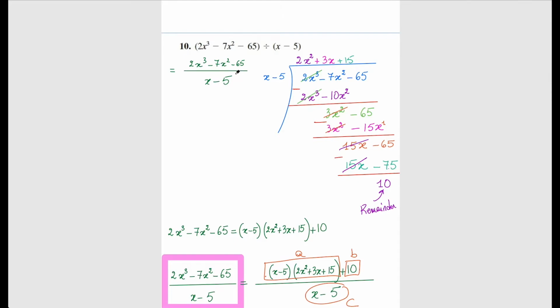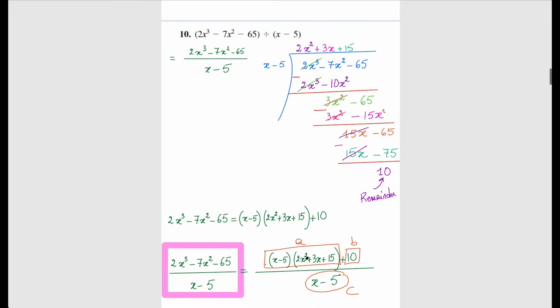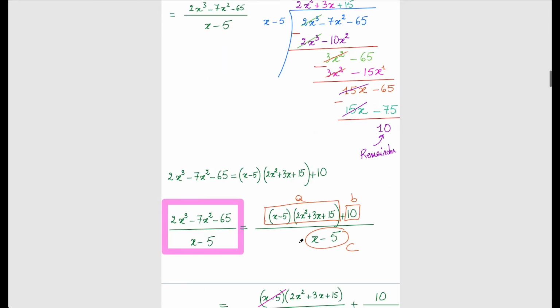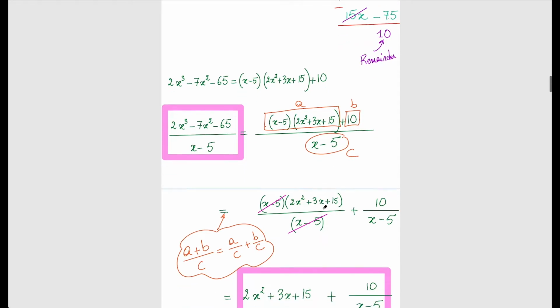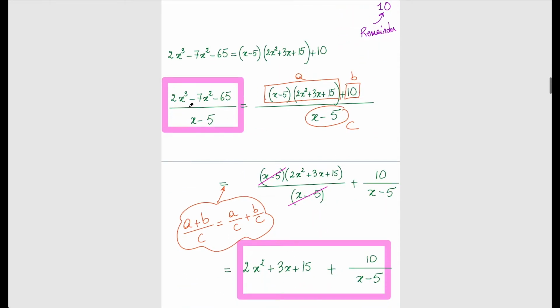And then we answer the question. The question is they want this guy to be over x minus 5. So I divide both sides by x minus 5 and try to simplify here and get to that stage. So this fraction is actually this piece. Okay? All right, so let's do another example.